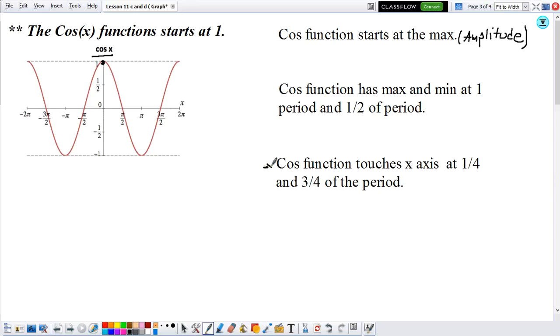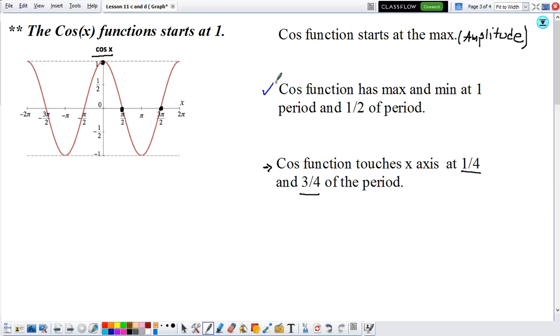Cosine functions touch the x-axis not at the period and half of a period, but at the other 2 points. A cosine function touches the x-axis at 1/4 of the period and 3/4 of the period. So this is 1/4 and this is 3/4. So there's a small difference there. In sine functions, we touch the x-axis at a period and half of a period. Here on the cosine everything gets flipped. The cosine touches at 1/4 and 3/4, which is what we have here.